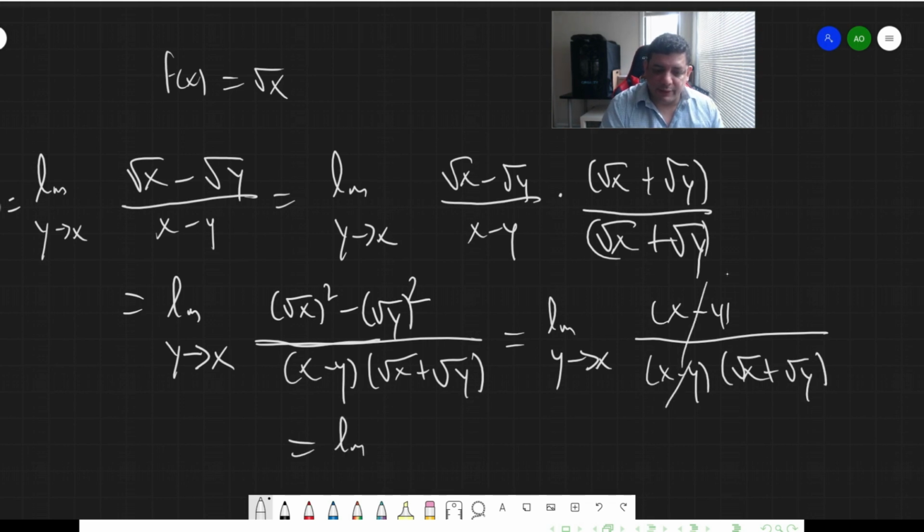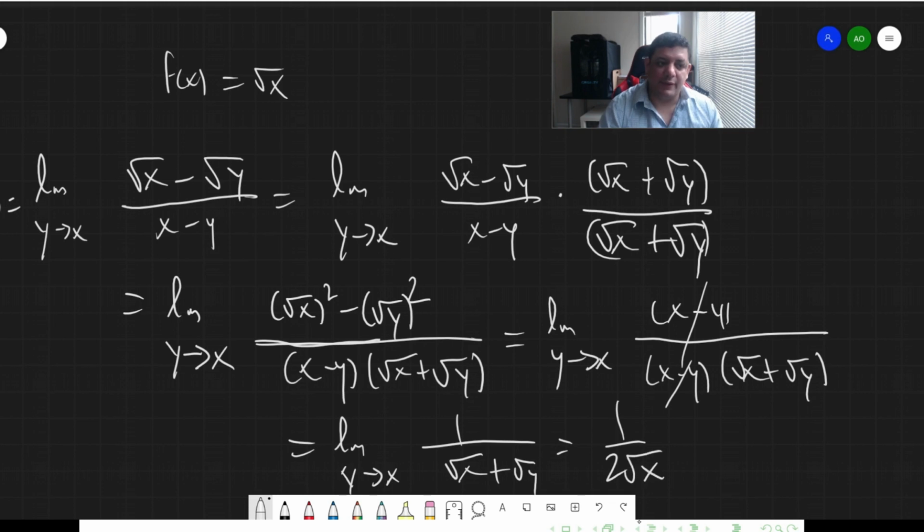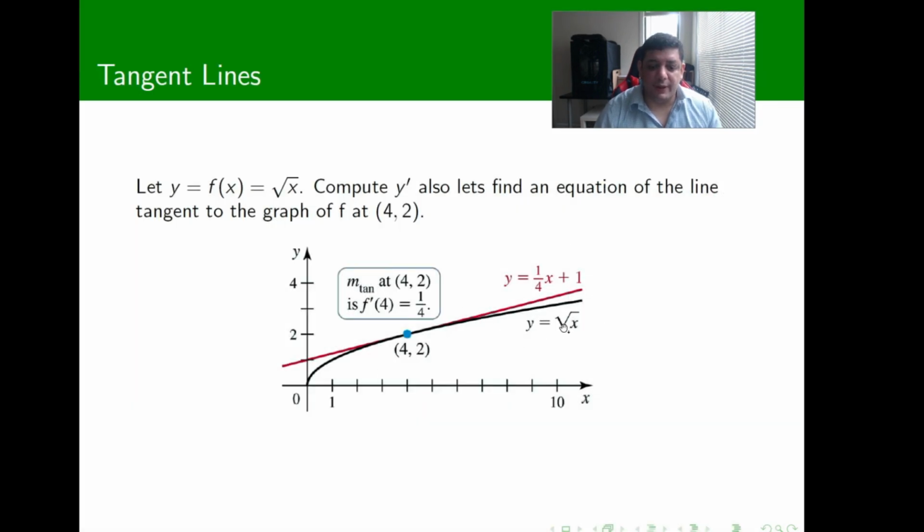And finally, the limit when y goes to x of this is going to become 1 over 2 square root of x, which gives me the derivative of the function square root of x. Now, if I get that, then I can plug in the point 4, and that's going to produce a 2, right? And if I plug that 4 in the derivative, then f prime of 4 is just going to be 1 over 4. Okay? Using the point (4, 2) and using 1 over 4, I can create a tangent line similarly as I did before.